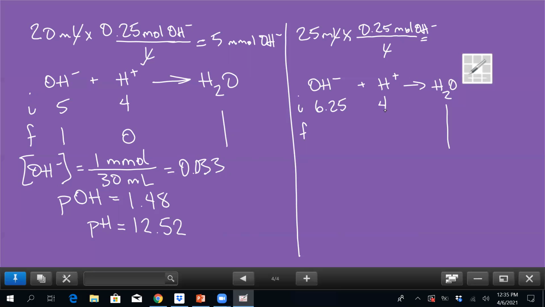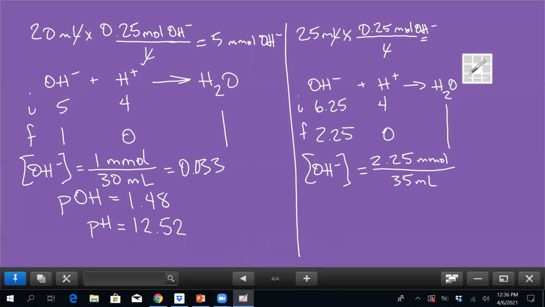Okay. 4 was my initial amount of hydrogen ion. Who's limiting? Hydrogen. How much is left of hydrogen? 0. How much is left of the OH? 2.25. Then I can find my OH concentration. Total volume is 35 milliliters, at 0.064. Is that correct? I get a pOH of 1.19. Yep. And a pH of 12.81.